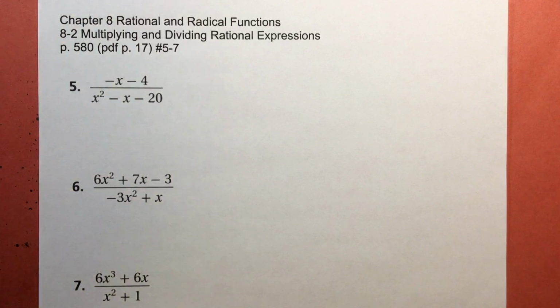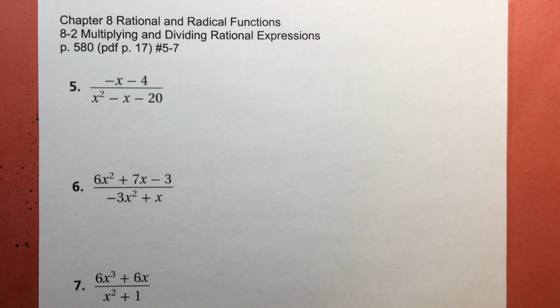Hello, welcome back to Chapter 8, Section 2, Multiplying and Dividing Rational Expressions. We're going to try to do problems 5, 6, and 7. And this grouping probably involves factoring out the negative 1, which is like example 2 that we talked about. Same as what we did just a moment ago.